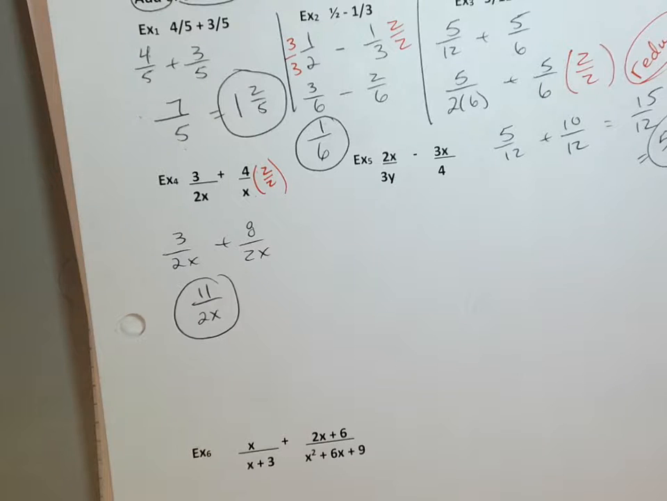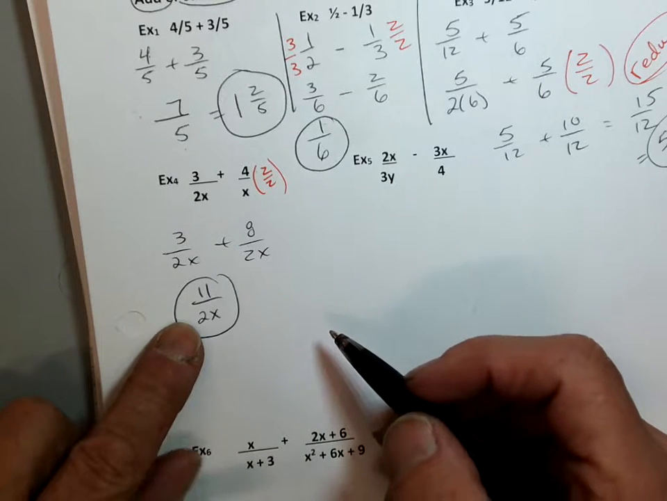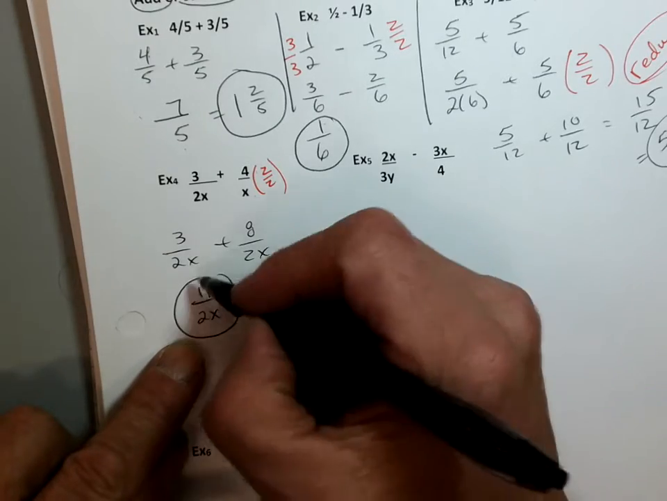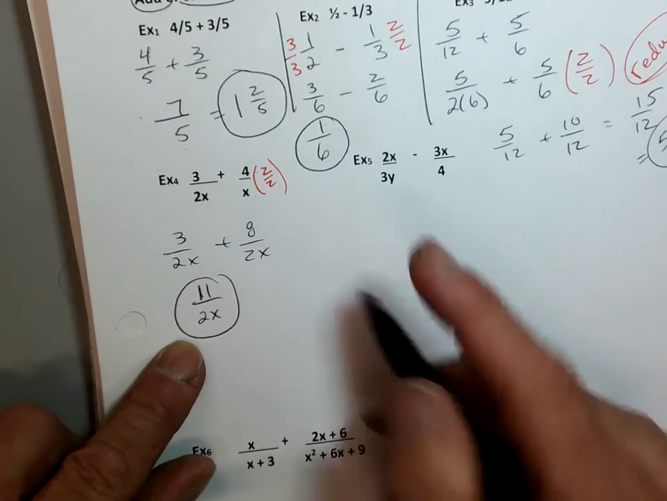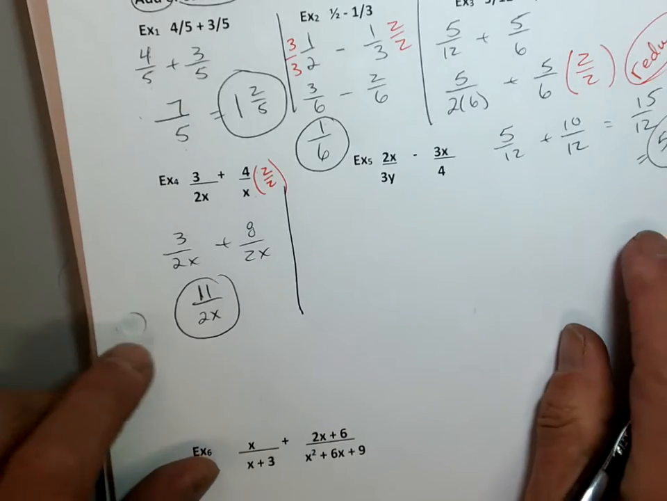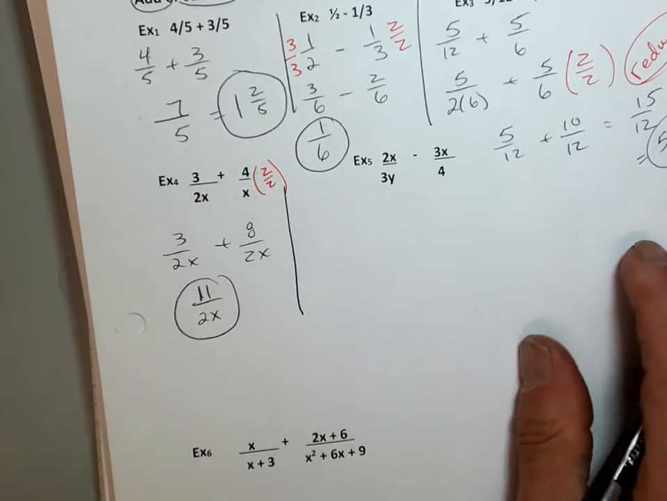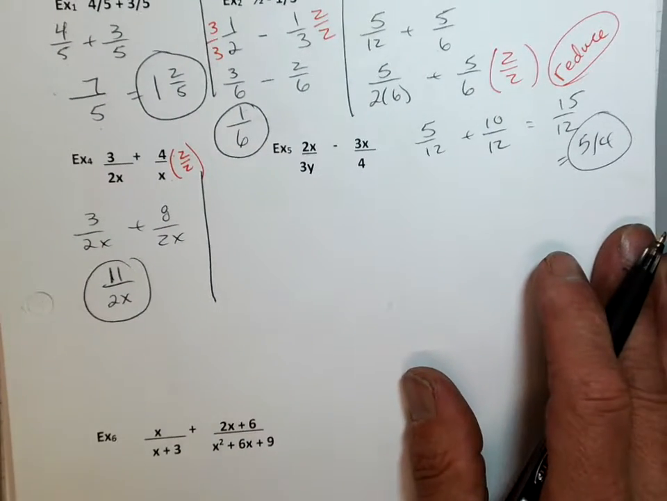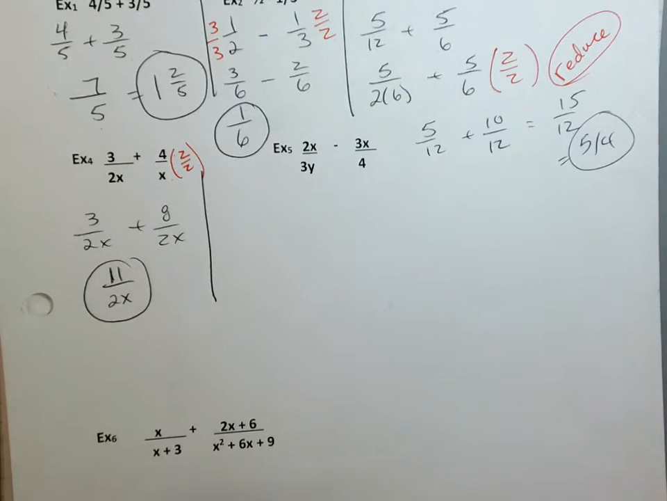It won't reduce. Well, no, you really can't reduce it, since there's an x in the denominator. Nope. You can't really do it. You can reduce it, but we're not going to reduce it in the way that we want to, okay? All right, now, example 5.